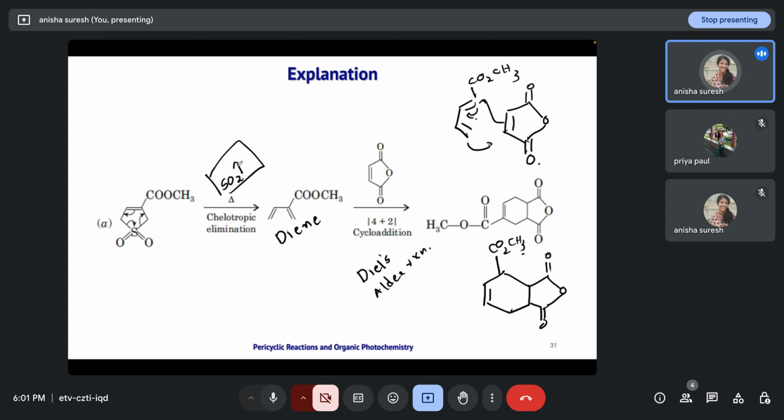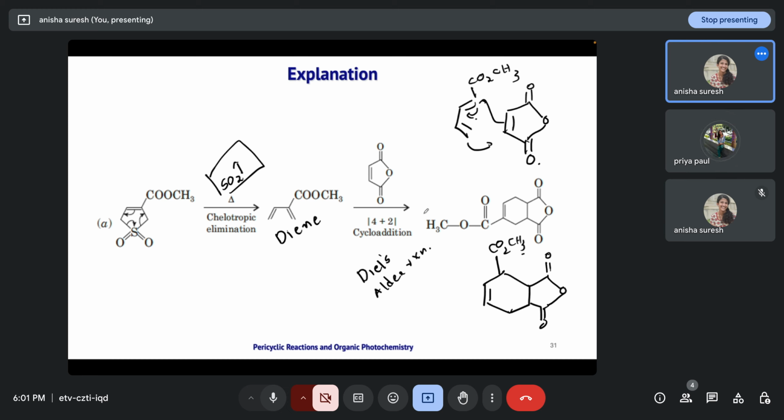First, a chelotropic reaction is taking place on this sulfone. It will eliminate a molecule of SO2, resulting in the formation of the diene. So we are having the diene generated in situ, and the dienophile is already given. So it will undergo a 4 plus 2 cycloaddition reaction or Diels-Alder reaction. Like this is the arrow pushing, and it will result in the formation of this product. Okay.